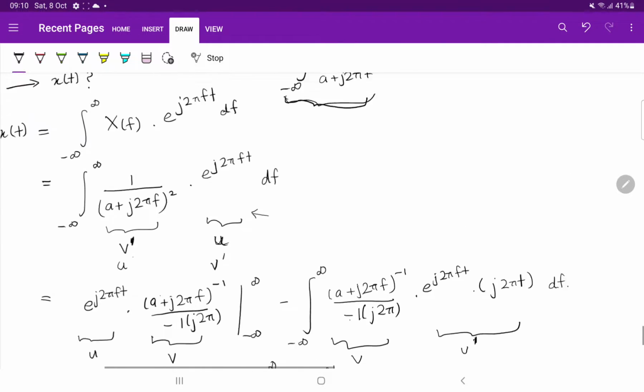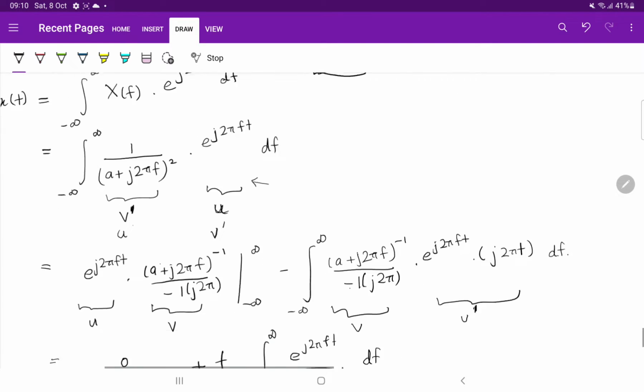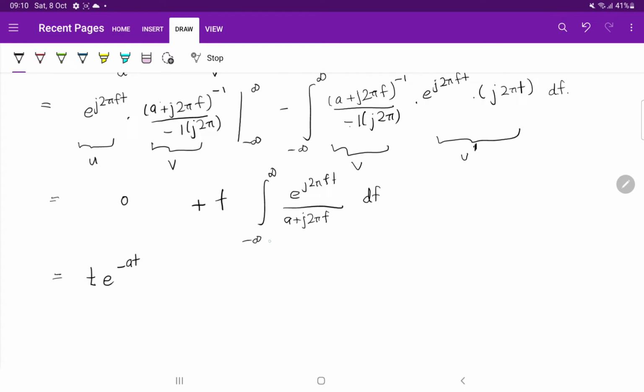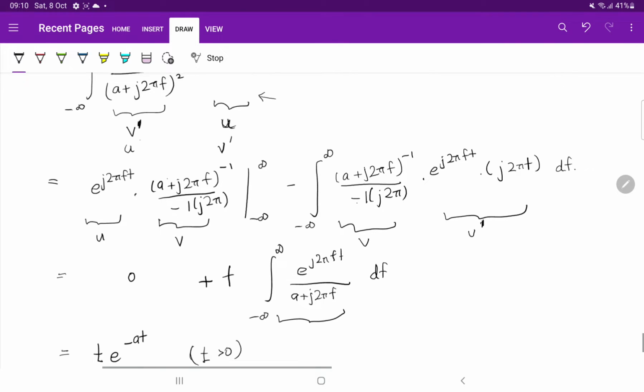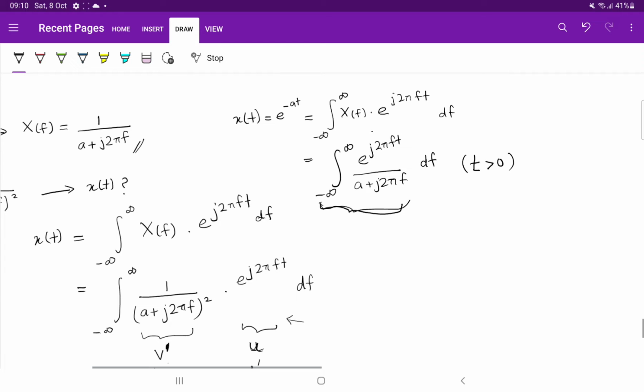And always remember, this function will always imply when t is greater than 0. Likewise, since we have used this portion, it's going to be valid for t greater than 0. So in the next video, we are going to learn something interesting about these two functions, t into e to the power minus at and e to the power minus at function. So stay tuned with us. Thank you for watching.